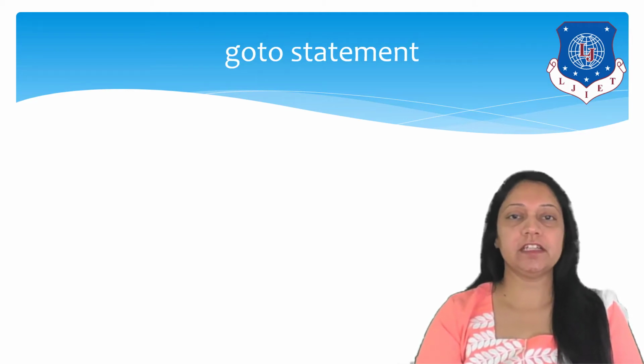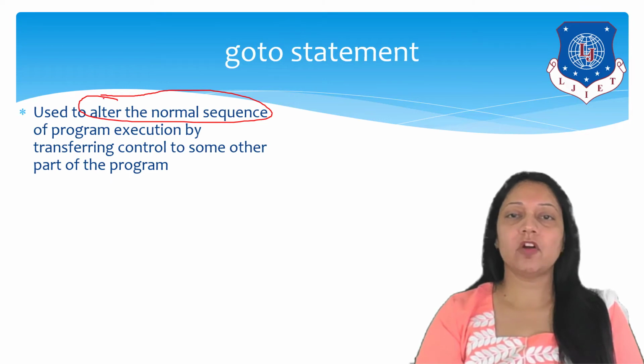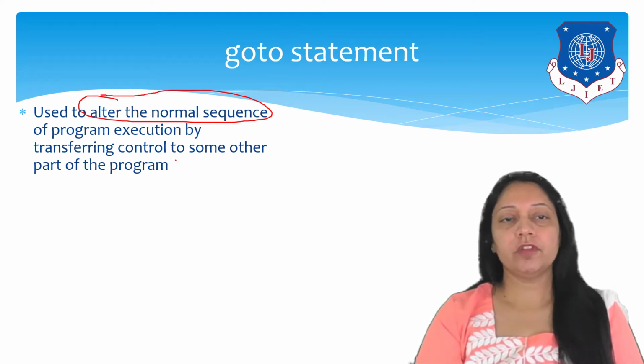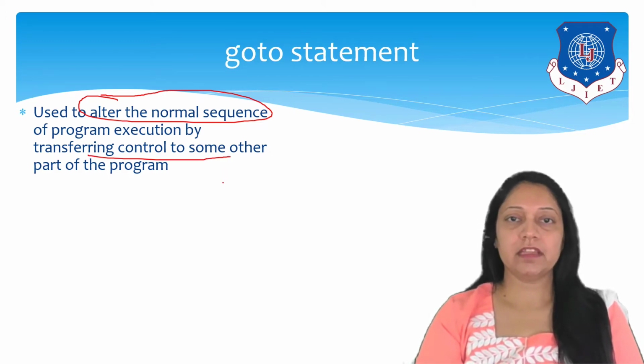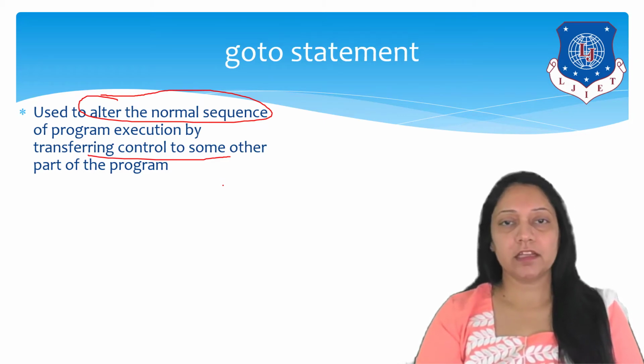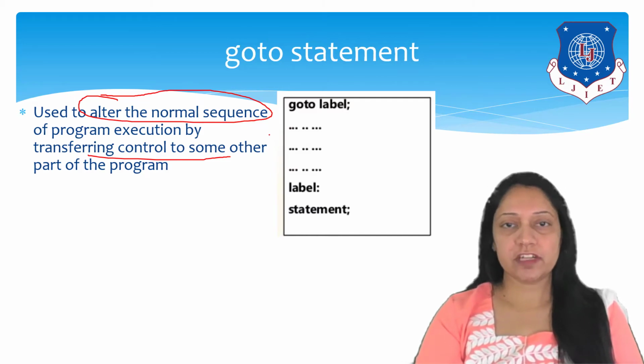So today we are going to see the topic goto statement. Goto alters the normal sequence of the program by transferring the control to some other part of the program. That is, it is used to jump from one place to another place in a program. Let's see how to write a goto statement.